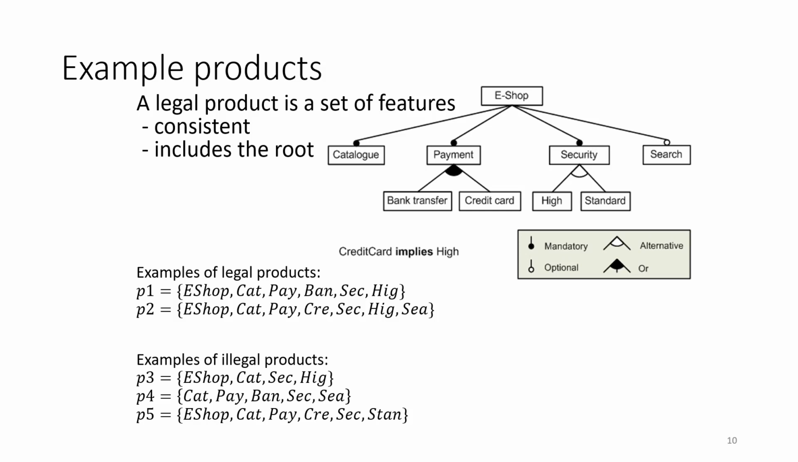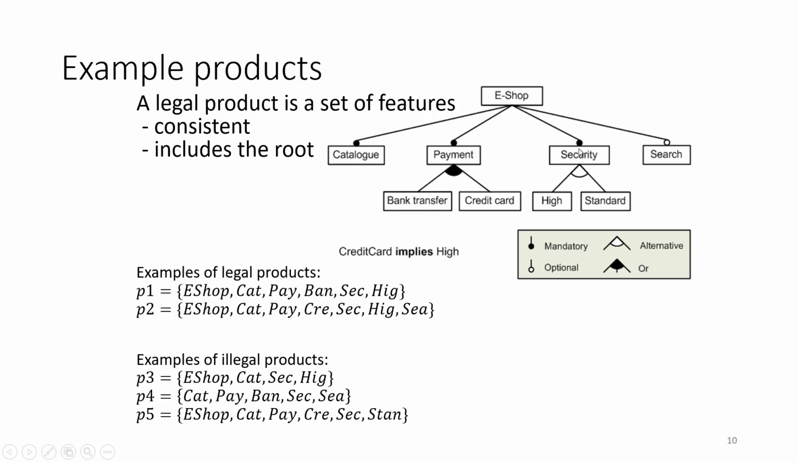So let's have a look at this first set here. So cat is actually catalog, just abbreviated, not the real cat. So this would be a legal product. We have an eShop, that's the root. So we have satisfied the root constraint. And then the question is, is it consistent? If we have the eShop, do we also have the catalog? Yes, it's mandatory. Do we have the mandatory payment? Yeah, we have it. Now, payment says we need at least bank transfer or credit card, and we do have the bank transfer. Great. So we have satisfied this constraint.